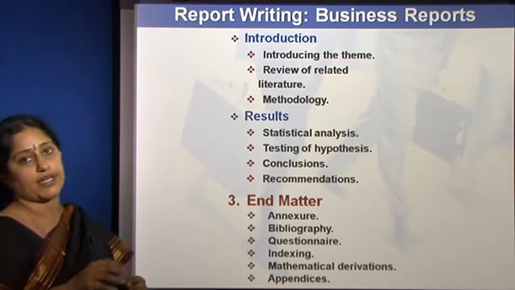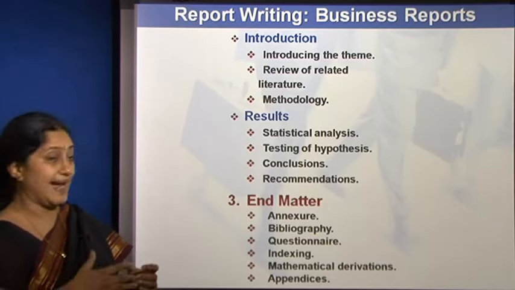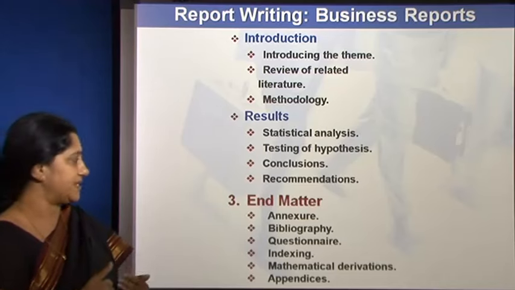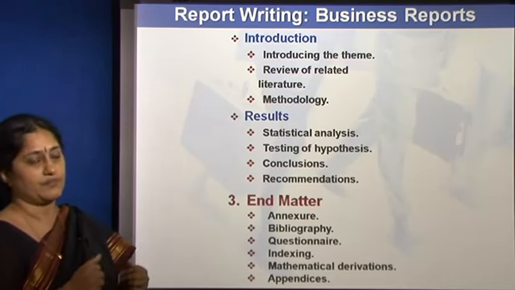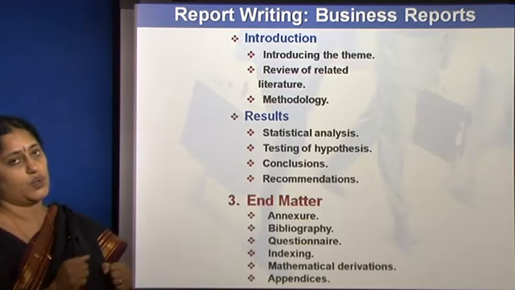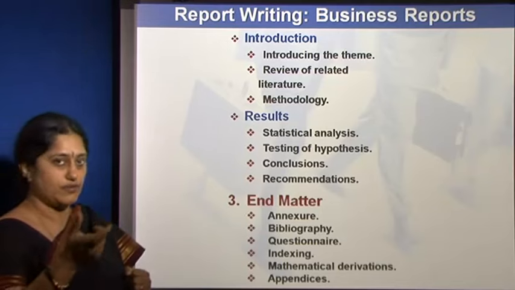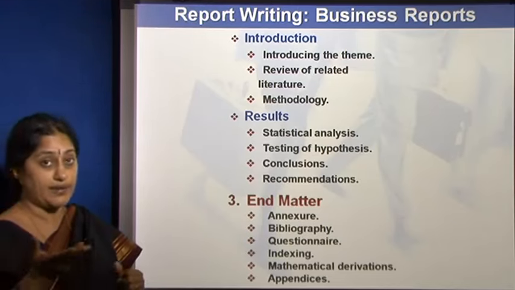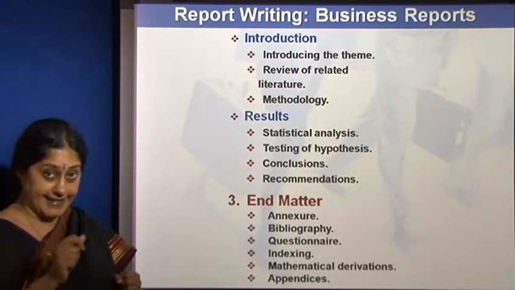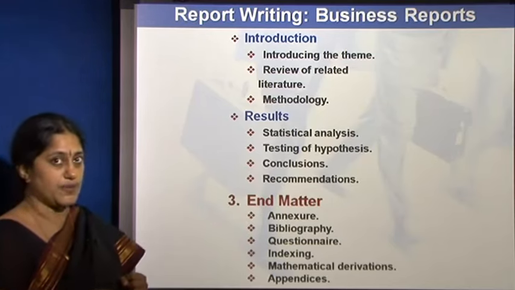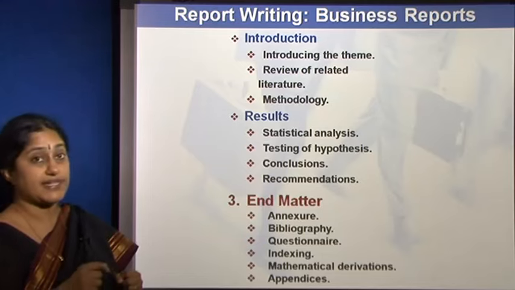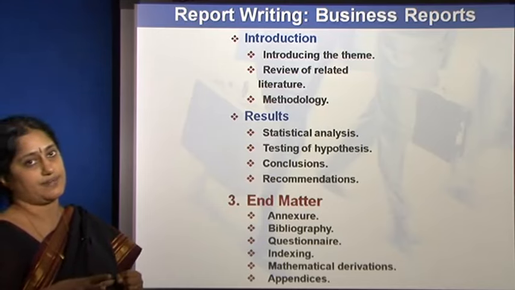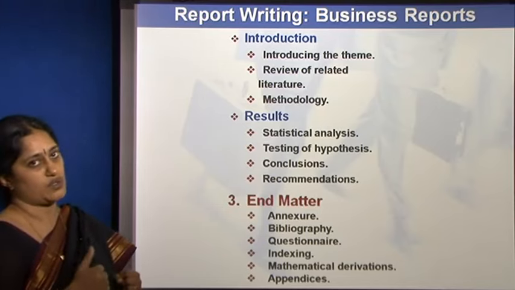Conclusions and recommendations. The end matter will have the annexures to support whatever is being said. Bibliography, the list of works which have been used, we have seen it in most textbooks. Questionnaire, if surveys have been done, what questionnaire has been used. Indexing, so that we know which page has what. Mathematical derivations, if any, which have been used. Appendices, if any appendices are included, then those also have to be there.